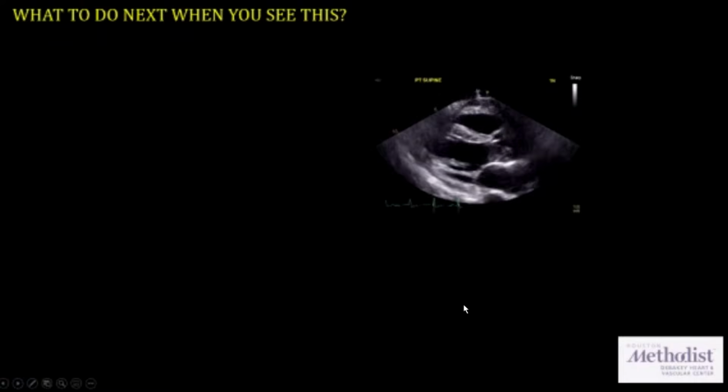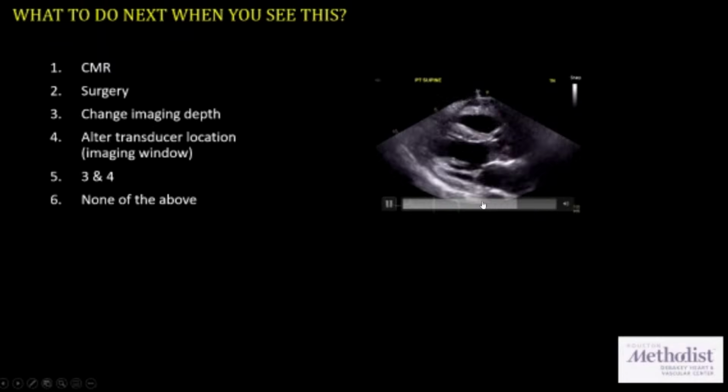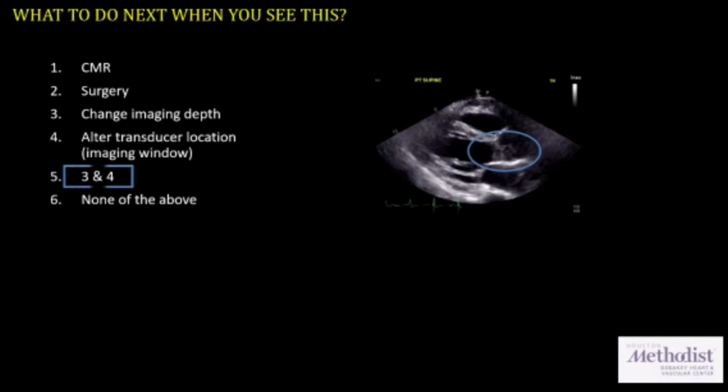Let's move on to another question. What do you do when you see this one? And let me point to what I'm talking about. Well, I'm sure if I ask any of the sonographers who are watching this, what do you do with this? Definitely changing the imaging depth and altering the transducer location.